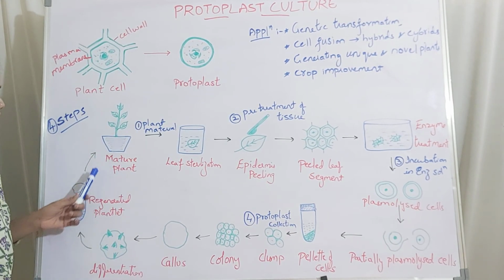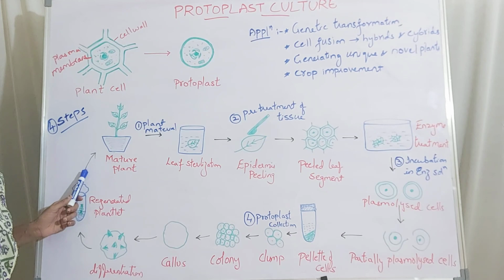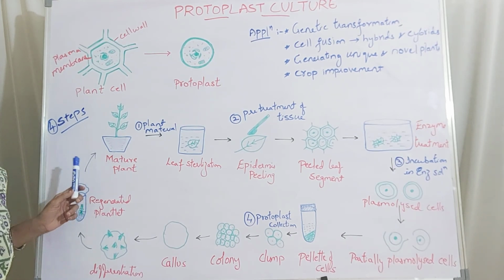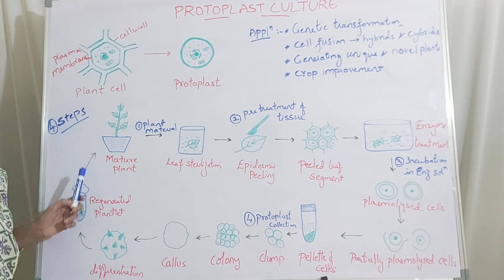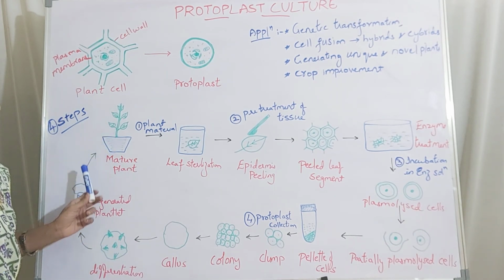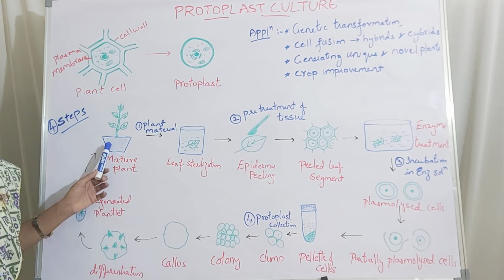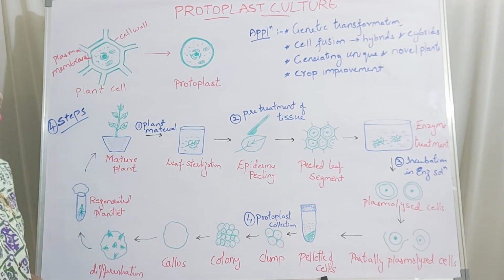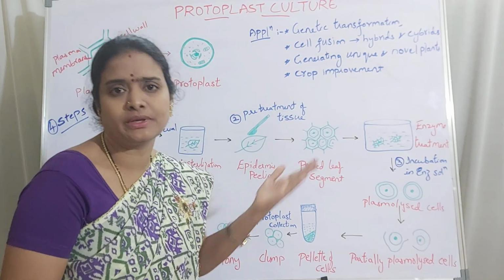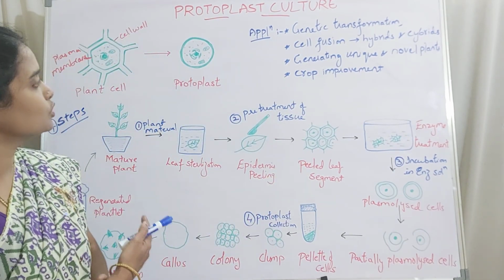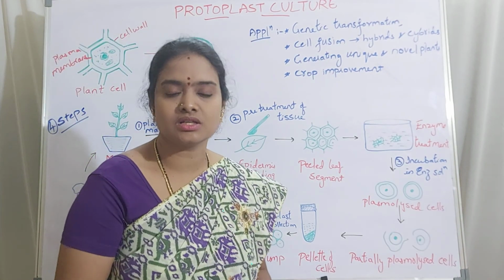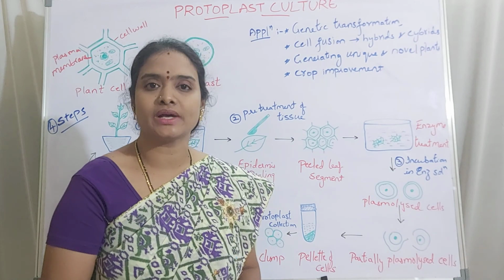The next step is the hardening process, where the regenerated plants have to get adjusted to the outside environment. So acclimatization, greenhouse, then the plantlets will be shifted to the fields, so that you can benefit from any of the applications. Like that, you can produce any desired new variety of plants by using protoplast culture.